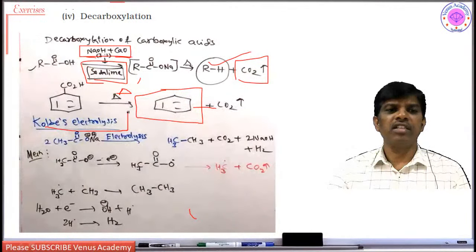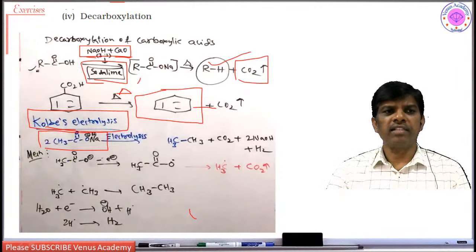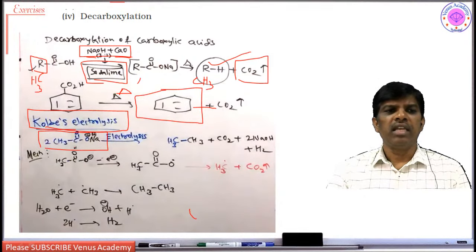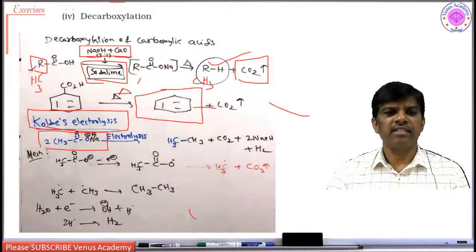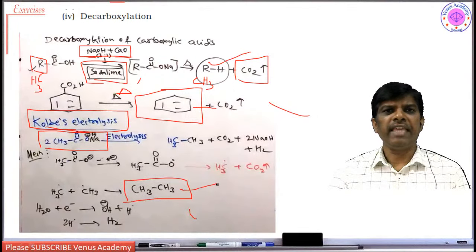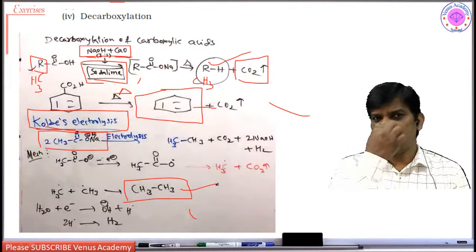Kolbe's electrolysis is also one of the methods of decarboxylation. If I take acetic acid, CH3COOH, with soda lime I am going to get methane gas. But in Kolbe's electrolysis, the same acetic acid, if I do electrolysis, I am going to get ethane gas, where it undergoes self-coupling to give the alkane ethane. So this is also one of the examples of decarboxylation.